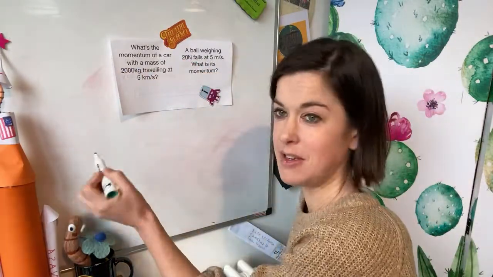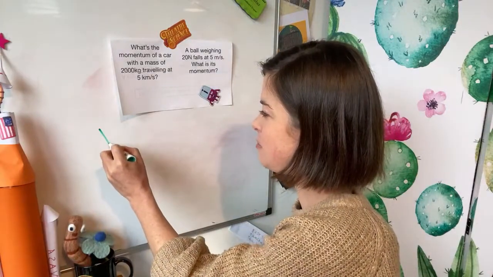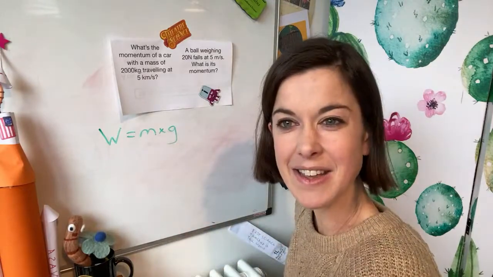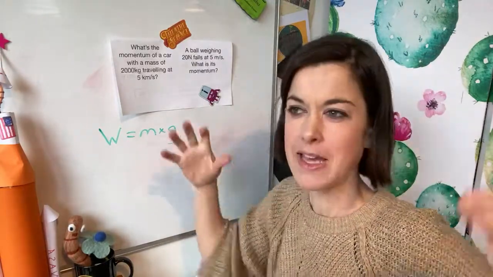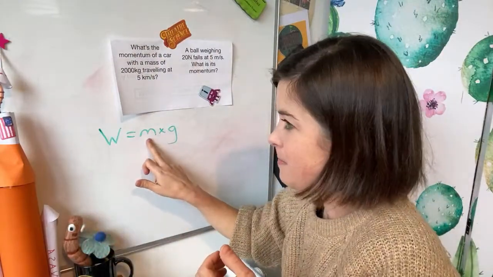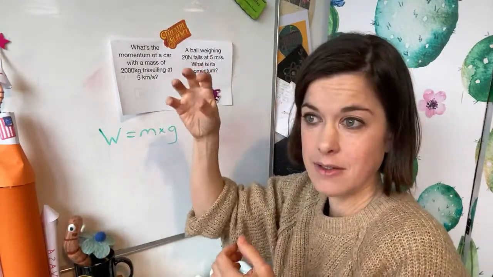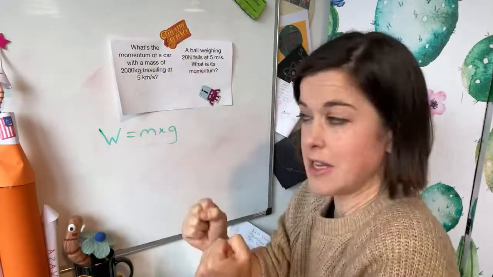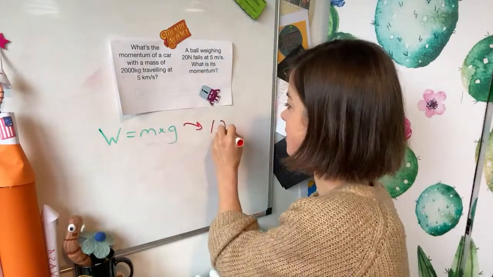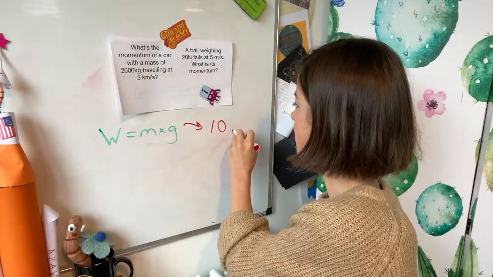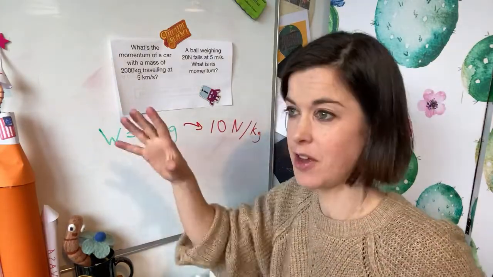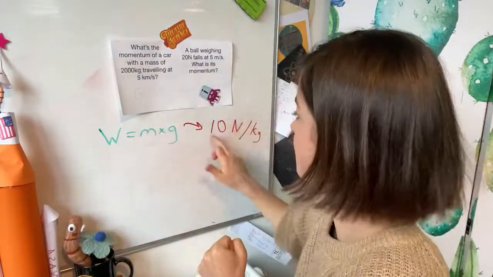I'm just loving my new coloured pen, so I'm using them all. Do you remember that weight equals mass times little g? So little g is the strength of Earth's gravitational field. Anything with mass gets pulled on by Earth's gravitational field, which happens to be 10. The units are 10 newtons per kilogram. So every kilogram of stuff on Earth gets pulled on with a force of 10 newtons.